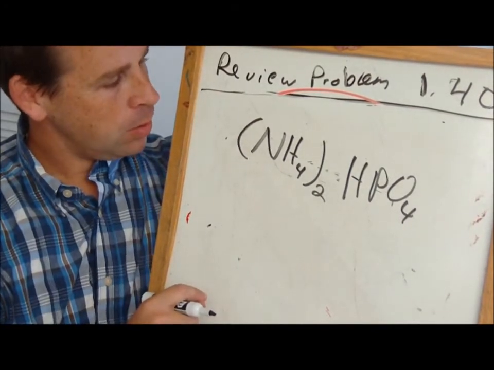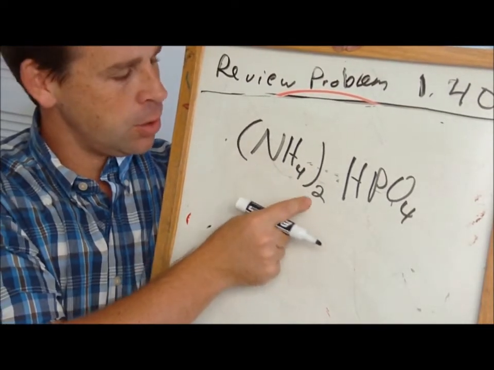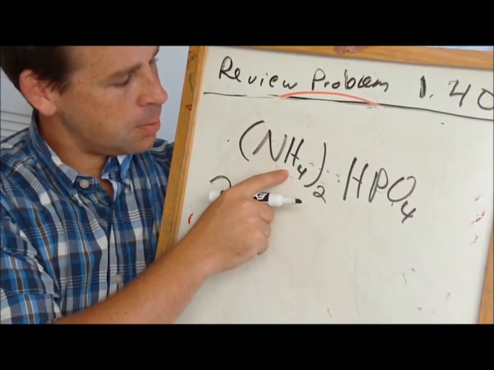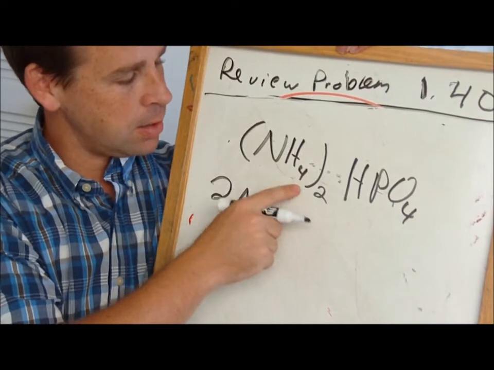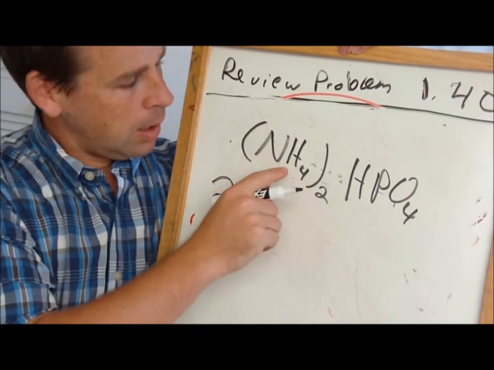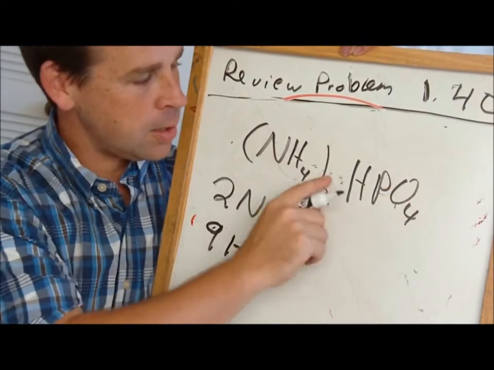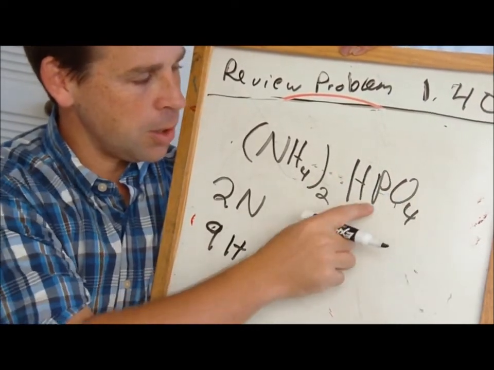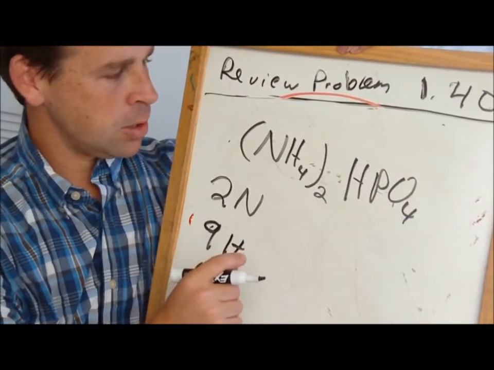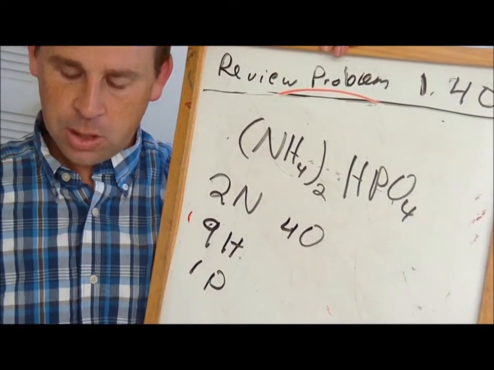Okay? So, how many nitrogens are there? Well, in these parentheses is NH4, and there's 2 of them, so there's 2 nitrogens. In this parentheses, there's 4 hydrogens, and there's 2 of those, so there's 8 hydrogens. But there's also this 9th hydrogen out here, so there's 9 hydrogens. Phosphorus, there's just 1. No subscript here and no parentheses identifying more than 1 of these groups. So just 1 phosphorus. How many oxygens? 4 oxygens. All right? And again, this compound is called ammonium hydrogen phosphate.